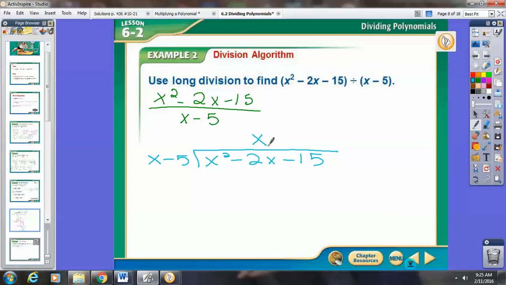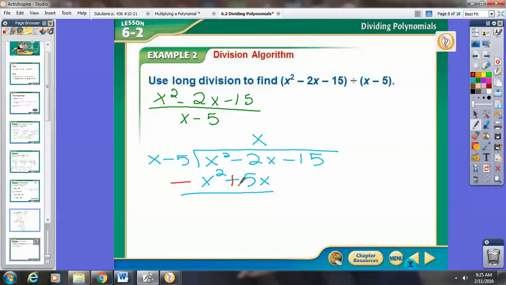So now we're going to multiply. I'm going to take x times both of these values. x times x is x squared. x times negative 5? Negative 5x. After we multiply, what do we do? Subtract. Now, here's the thing. You're not just going to subtract x squared. You're going to subtract the other term as well. So essentially, you're changing your signs, multiplying by a negative 1 for subtracting.